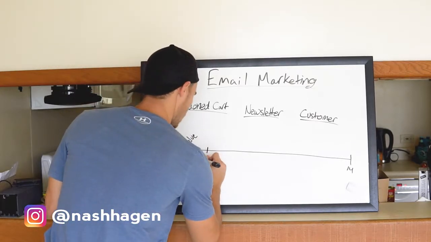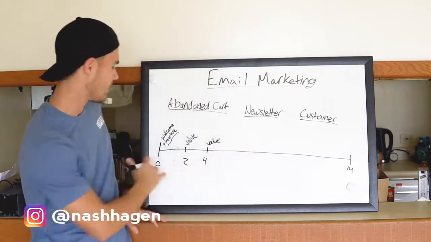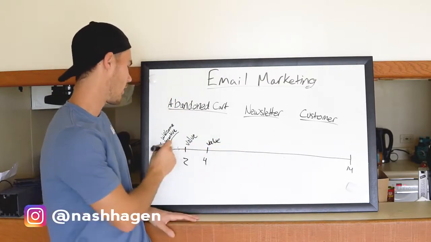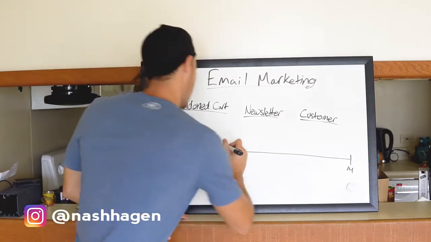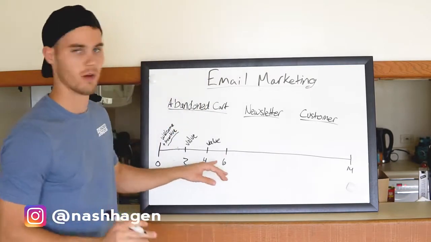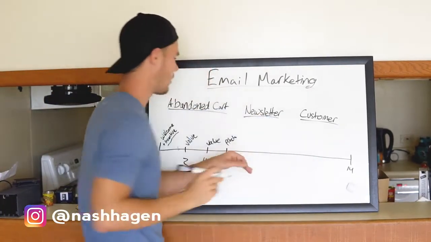Also on day 4, I would give them value. And I'm going to show you guys how to set all this up in future videos, so don't worry. But so, 2 values in a row. Then on day 6, we're going to do a pitch. So let me write that. What do I mean by pitch?